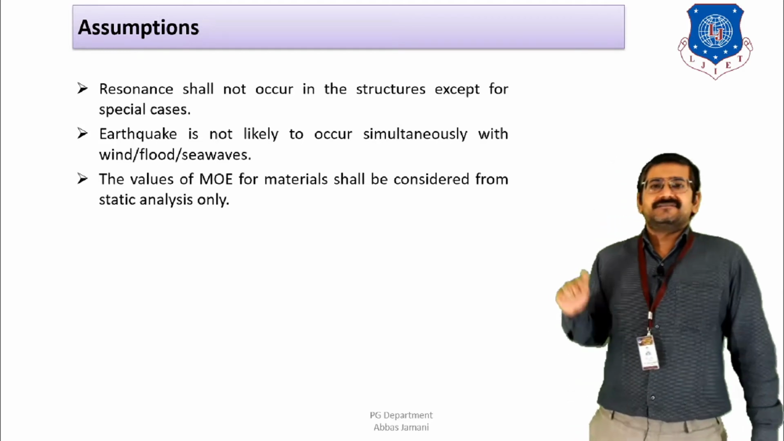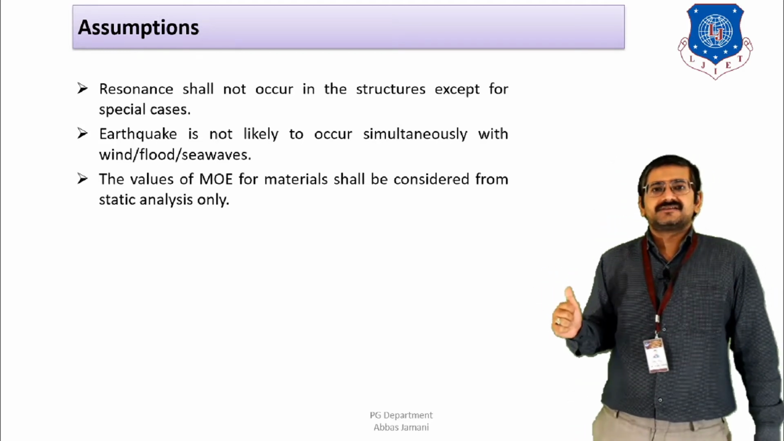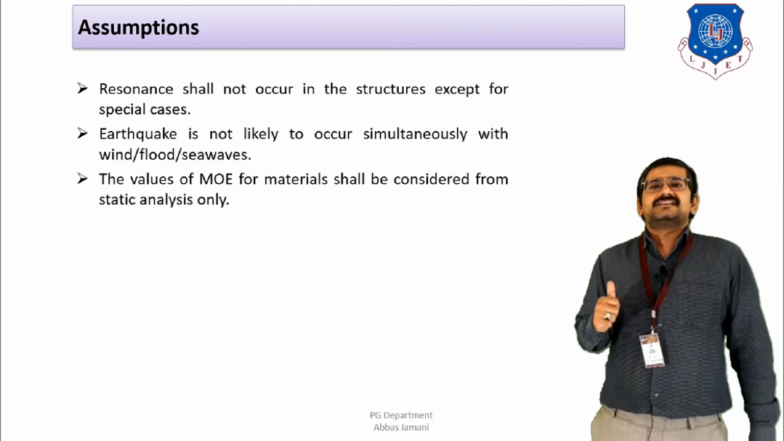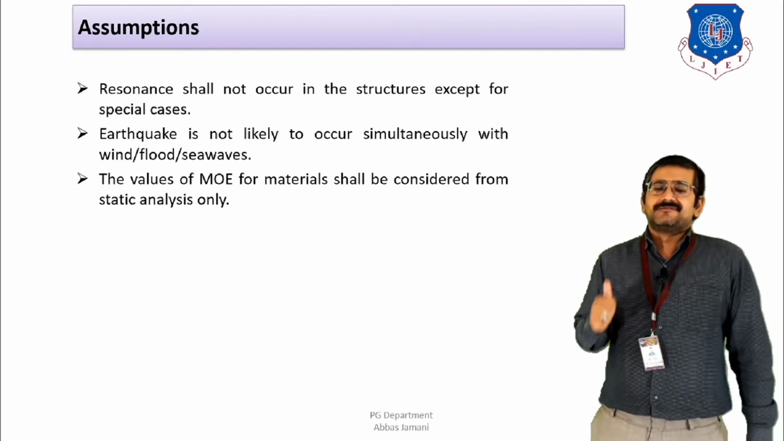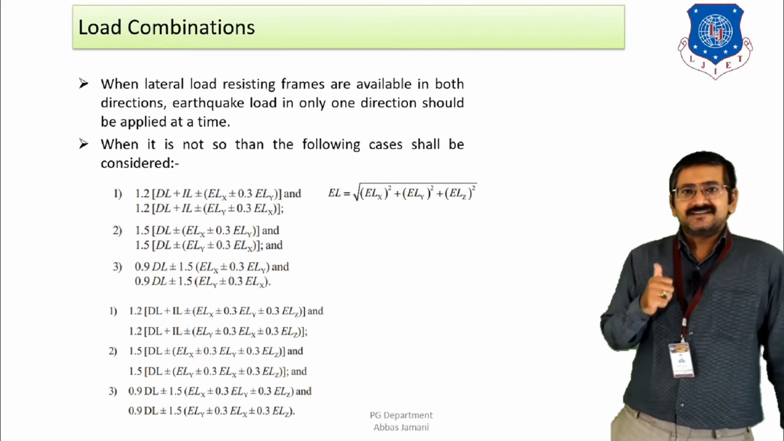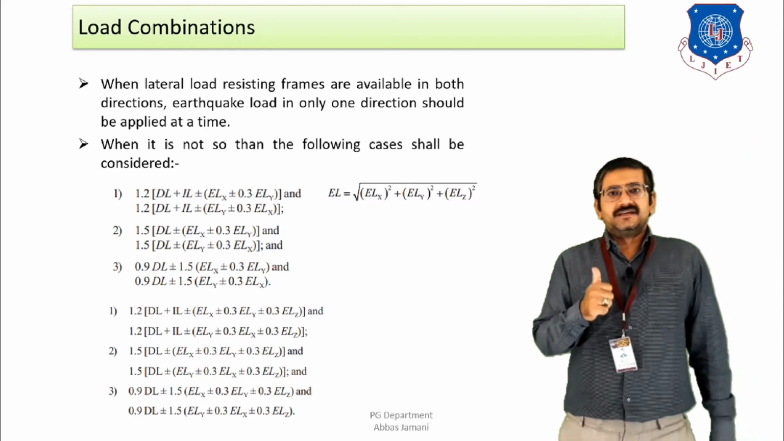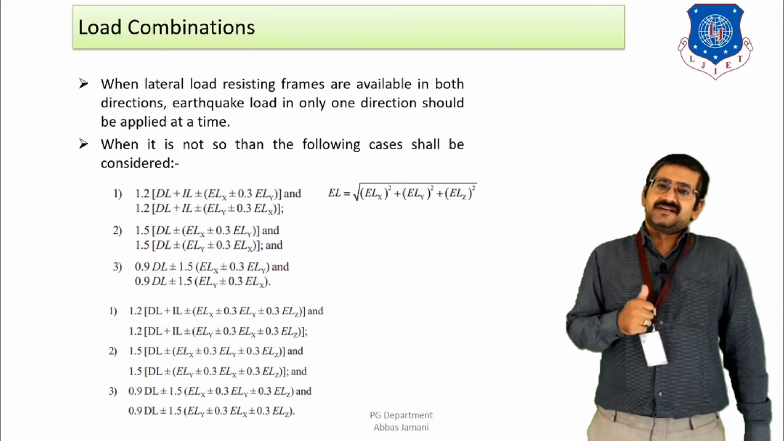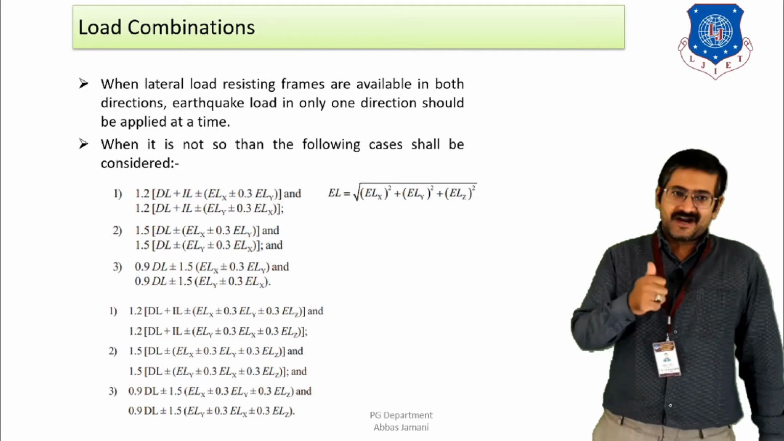And the last is that the values of modulus of elasticity for materials shall be taken as those obtained from static analysis only, unless and until specific experiments are conducted for dynamic conditions. Right? So these are three basic assumptions that are discussed for the guidelines and the provisions that are mentioned over here in this particular code, that is IS 1893:2016 Part 1.